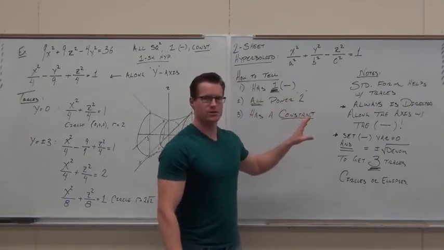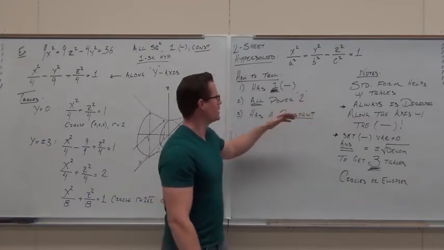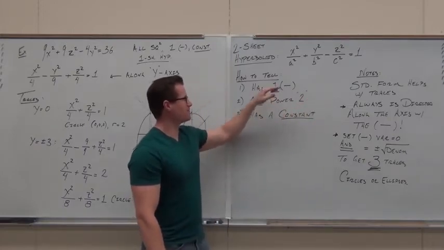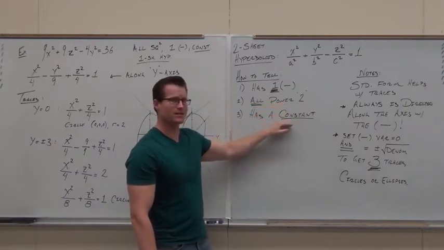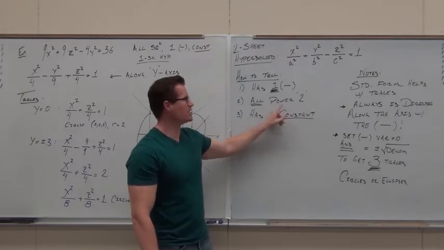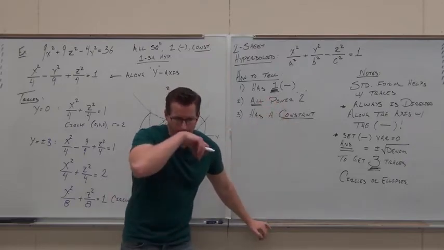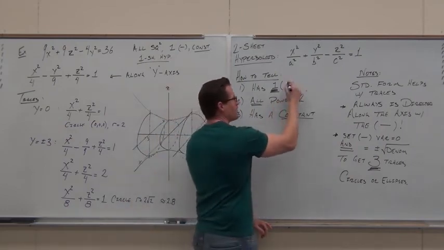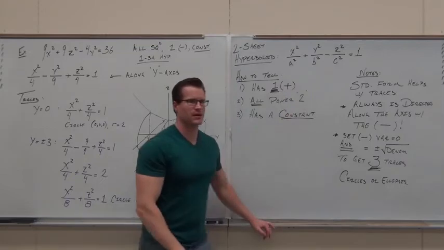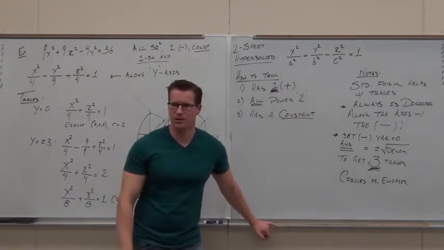Here's what changes between a one-sheet hyperboloid and a two-sheet hyperboloid. You're still going to have all power 2. You are still going to have a constant. The only thing that changes is you gain an additional negative. So here's what I'm going to put. It has 1 plus, 2 minuses.